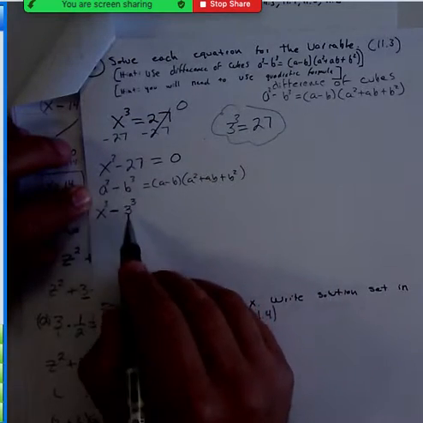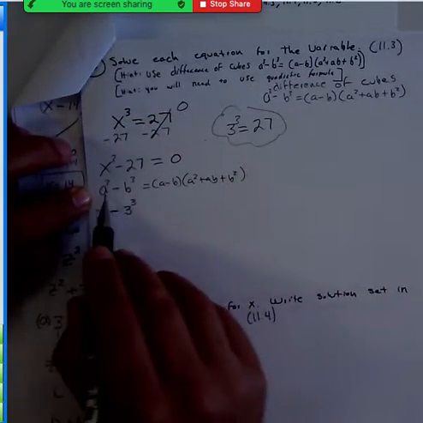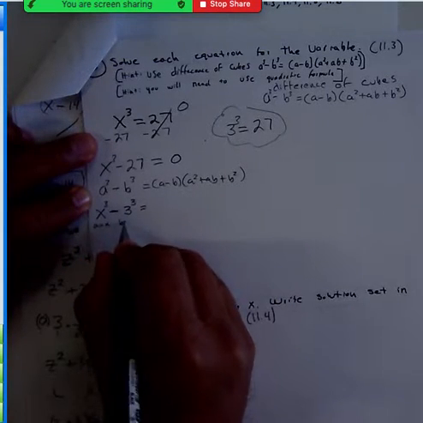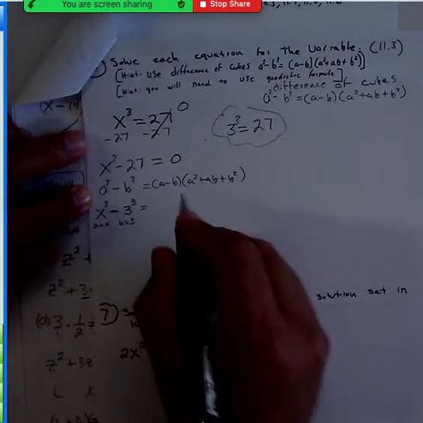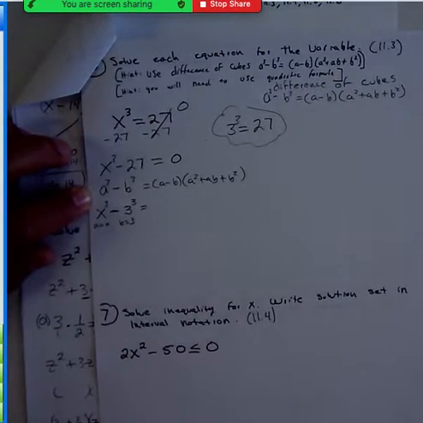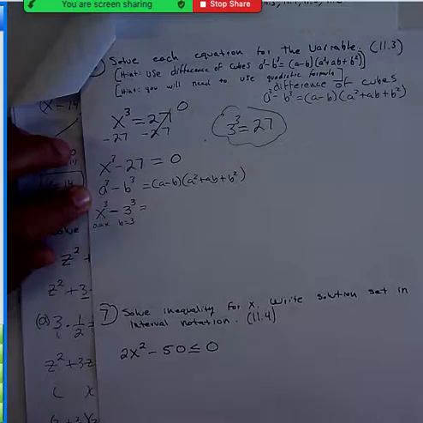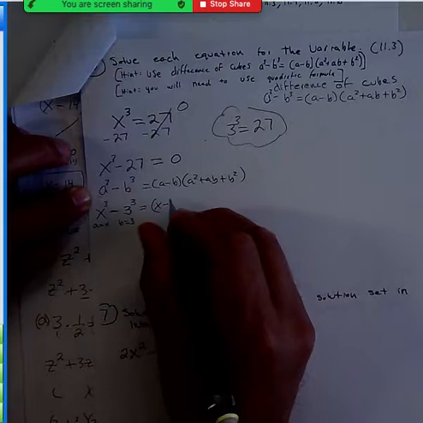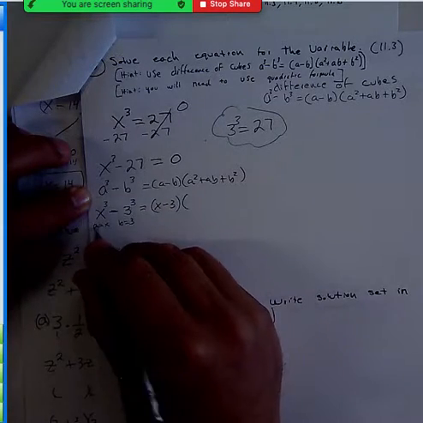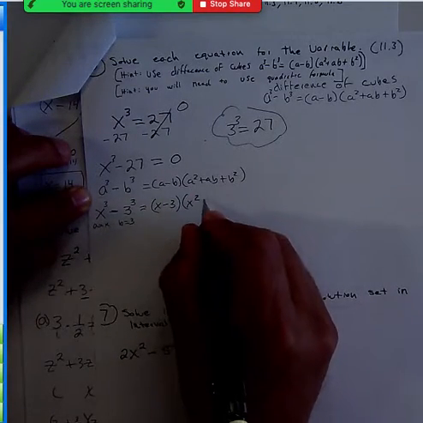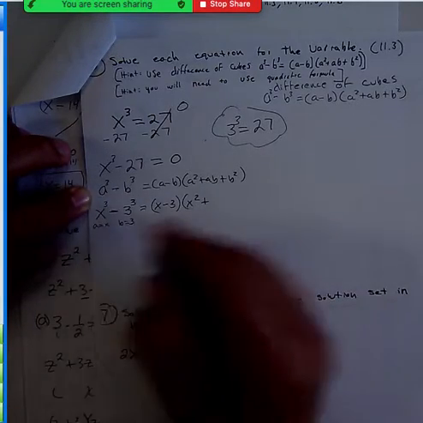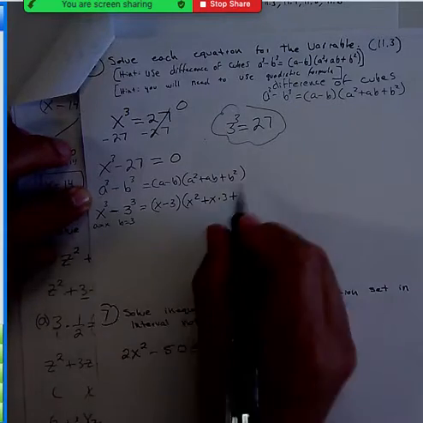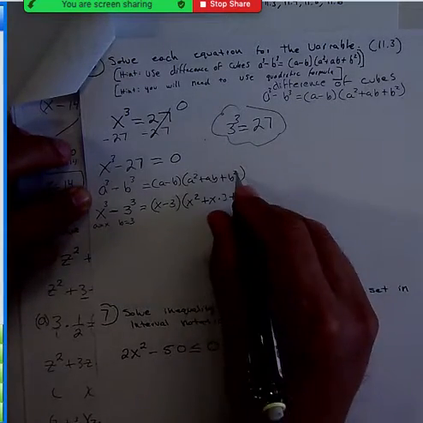So I made them now look like this as a difference of cubes. Now I know my A is x, and my B is 3. Now I can use this formula. So what's A? X minus what B? 3. What's A? X squared plus what's A again? X. What's B? Times 3 plus B. What's B? 3 squared.